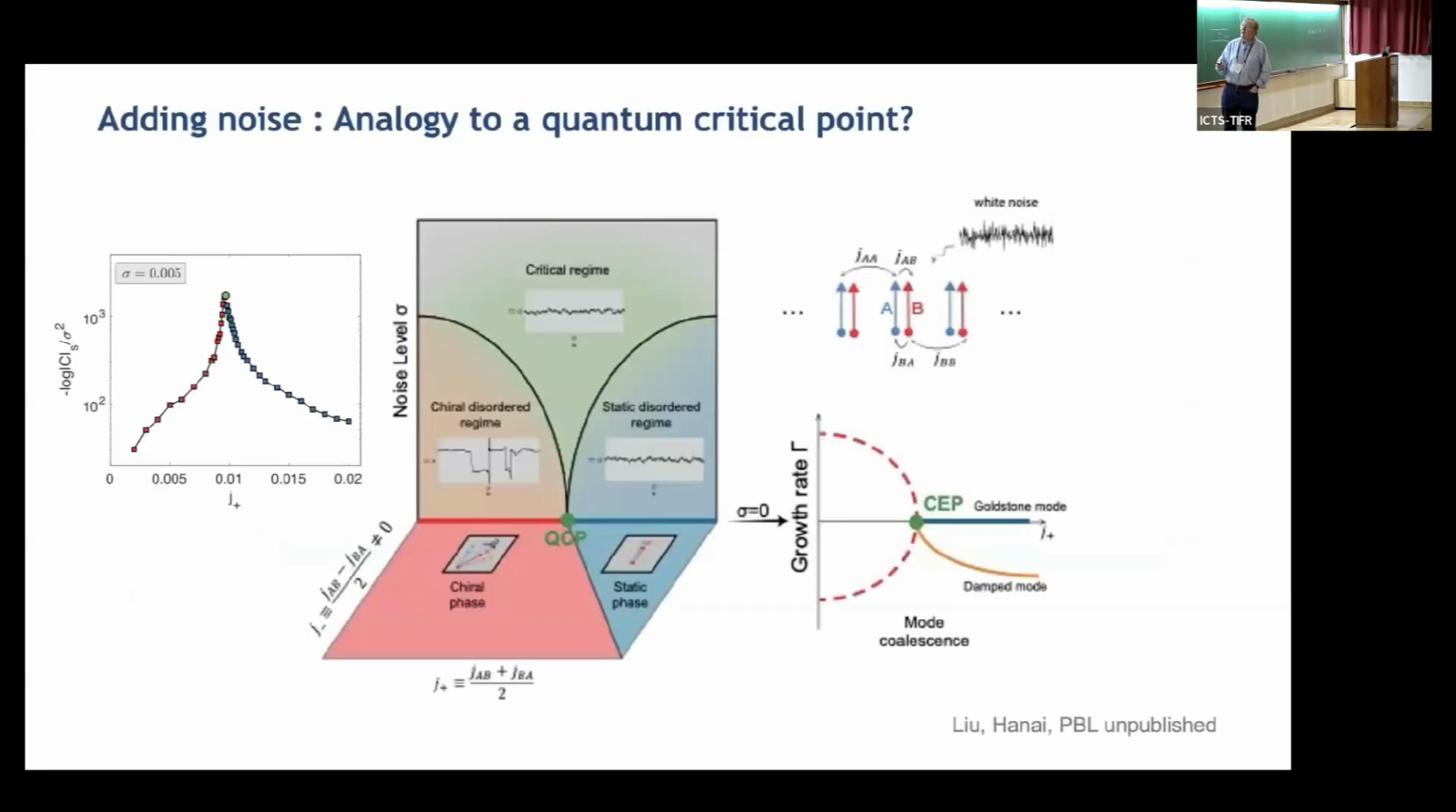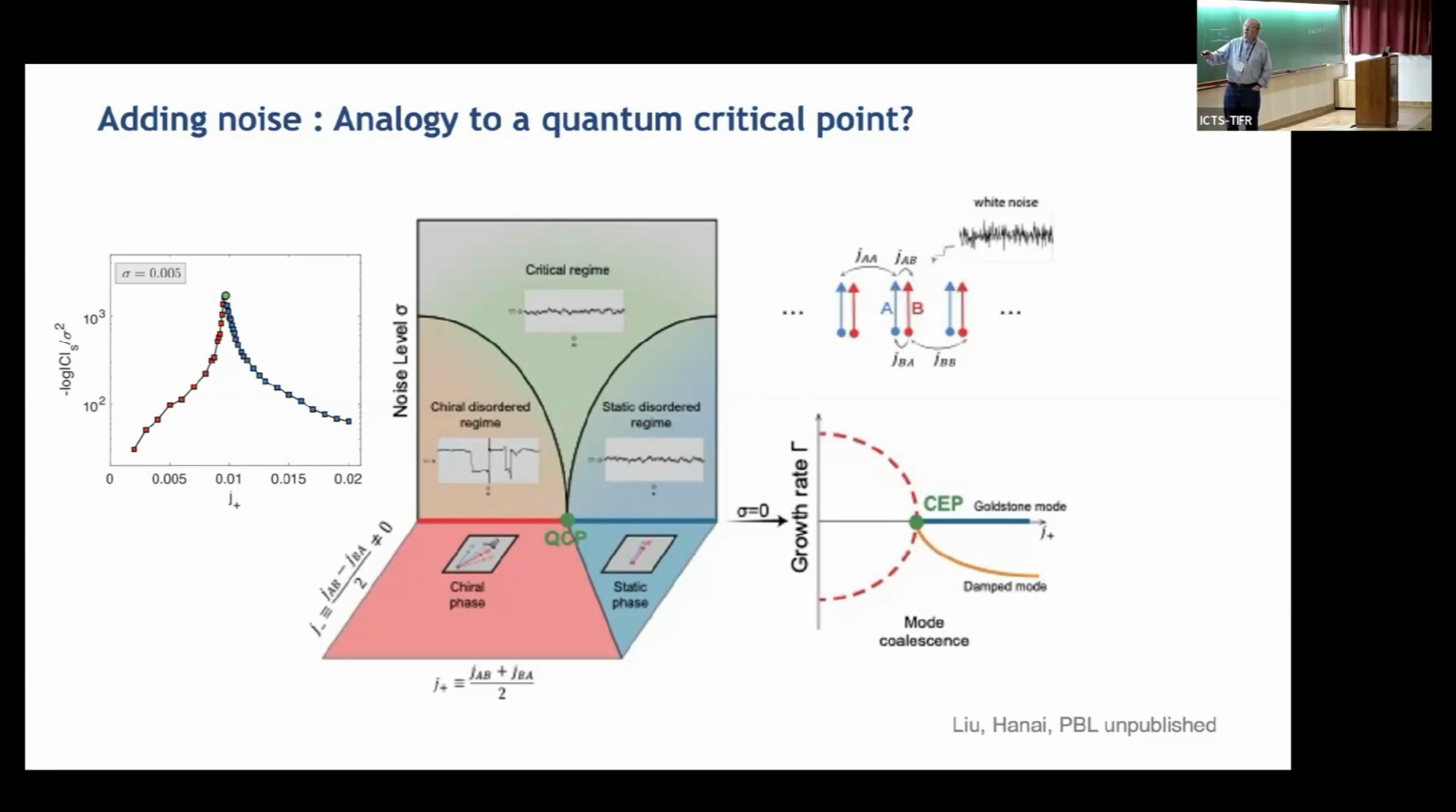I think I have a little bit of time to say something about this. Everything I was talking about was really effectively mean field. For this audience, maybe this is useful. We again took this little model and did numerical simulations. This case is in one dimension, but adding noise. So here's a phase diagram I showed you before. There's a parameter that you're tuning, and at zero noise, you go across this line between a chiral phase and a static phase.